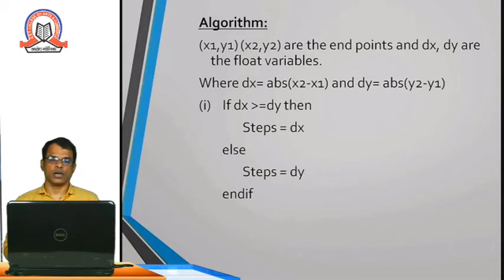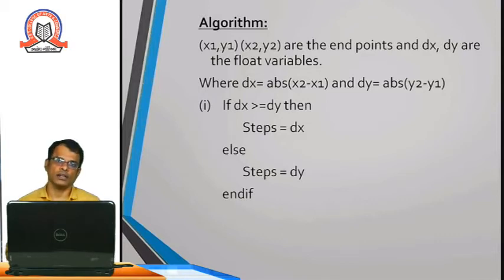So what is this algorithm? See, if we have two endpoints (x1, y1) and (x2, y2), then first we have to calculate the delta x, that is the dx. So dx is equal to the absolute of x2 minus x1 and dy is equal to the absolute of y2 minus y1. We have to calculate both these differences.